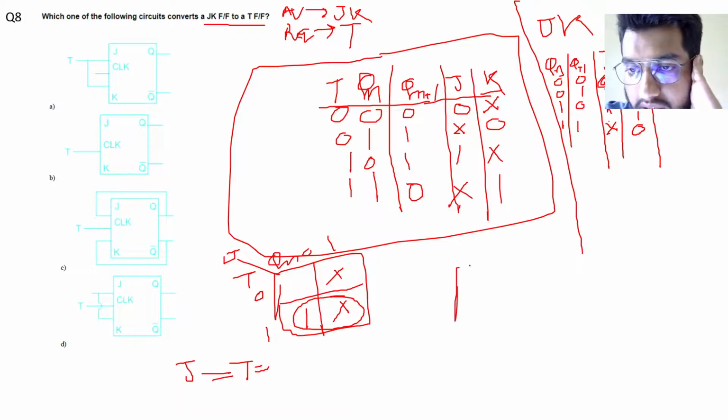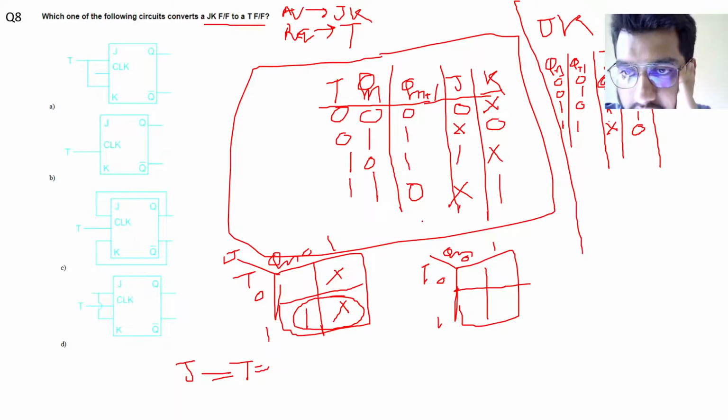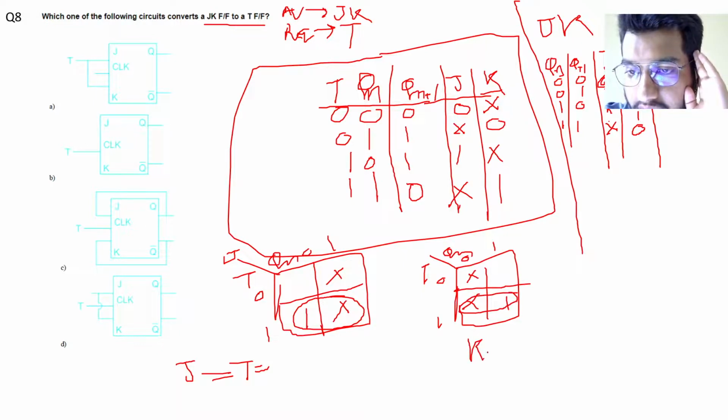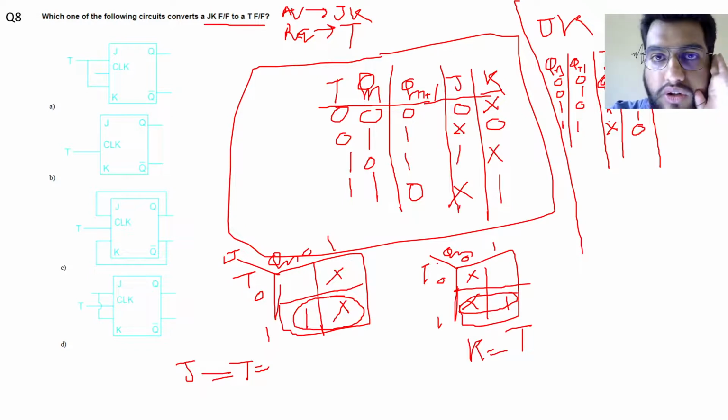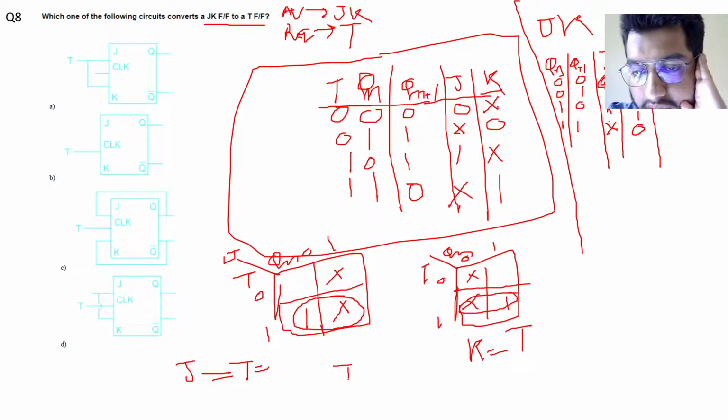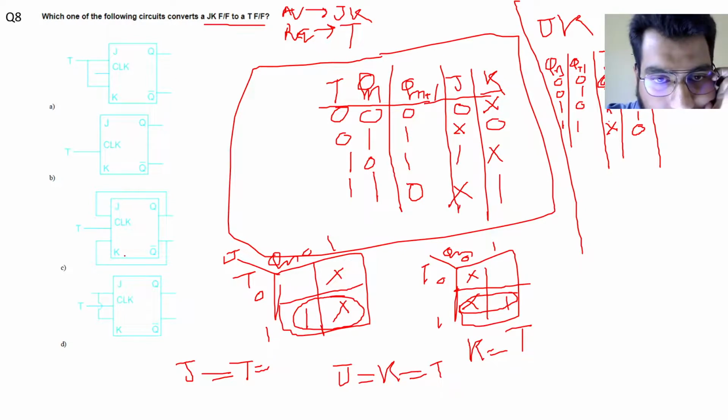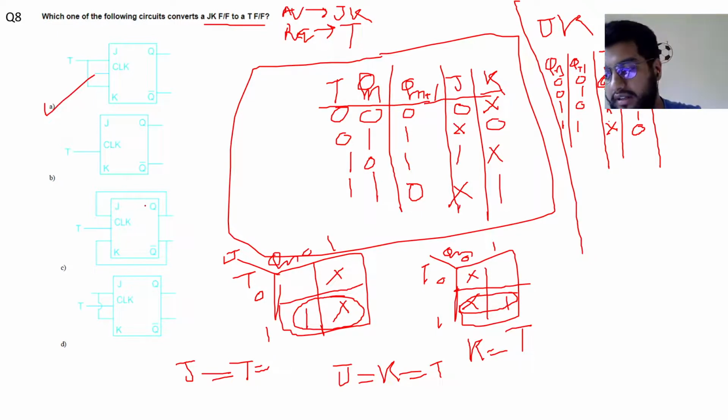Now making another K map for input K. We have T, this is Qn 0 1 0 1. It is 1 for 1 1, and for 3 cases it's don't care. So we'll just draw it. It gives us K equal to T again. So in order to convert a JK flip flop to a T flip flop, we need to have J equal to K equal to T. So here only one case is where J equal to K equal to T, that is option A. So option A is our correct option.